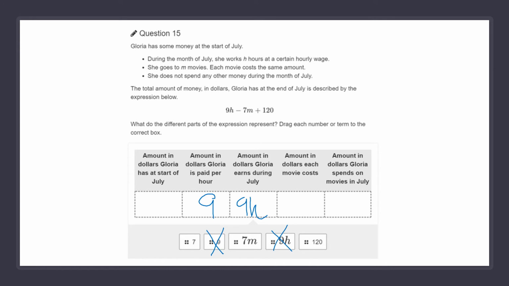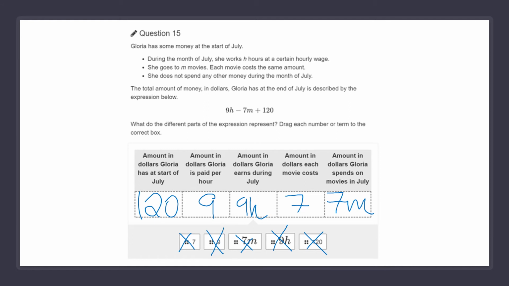We know M is the number of movies, so the number attached to the M, which is 7, should be the cost per movie. Now, the reason that it's being subtracted is because that's money she's spending. So it's important to make sure that we subtract the 7. The 7M together is the total amount that she spends on the movies. And so by process of elimination, that leaves us with $120, and that would be how much she had at the beginning of the month.